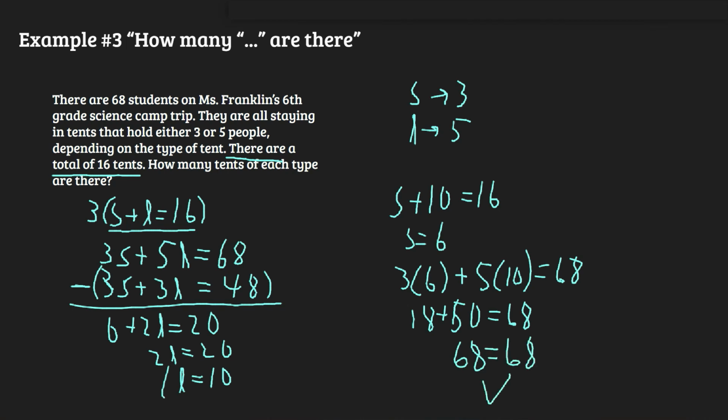So the total number of larger tents, the total number of 5-person tents, is 10, and the total number of smaller tents, or the 3-person tents, is 6.